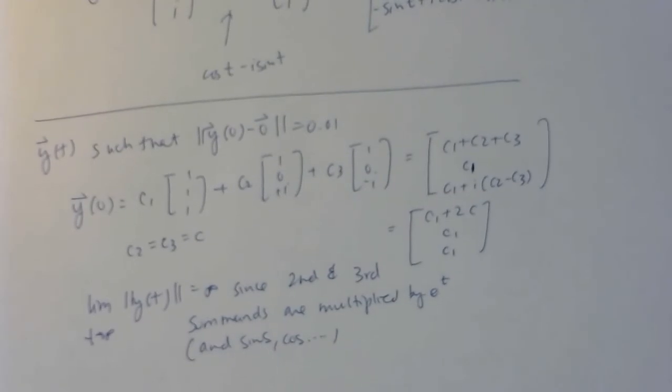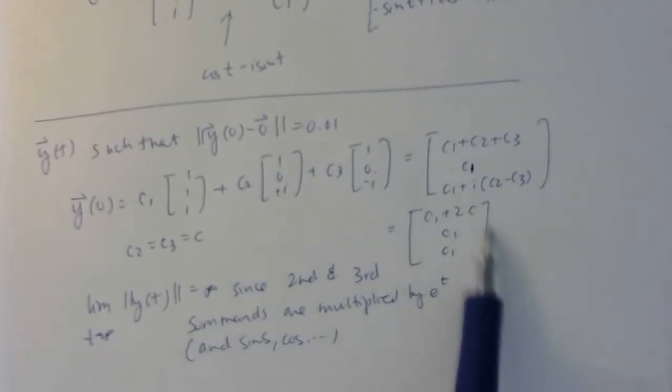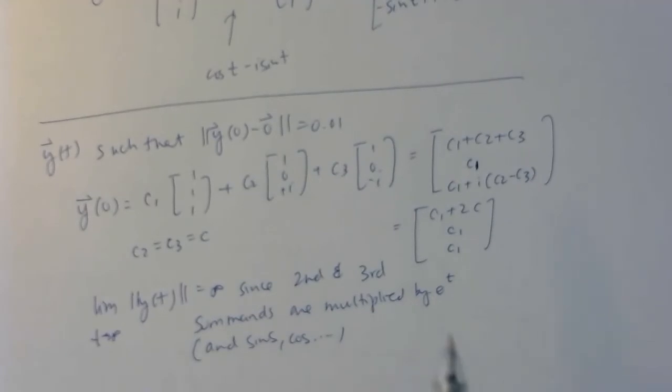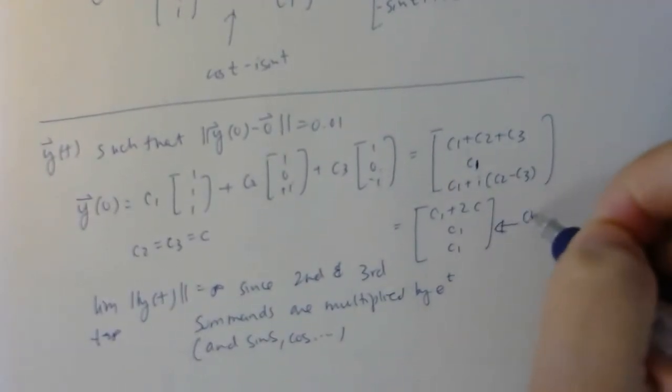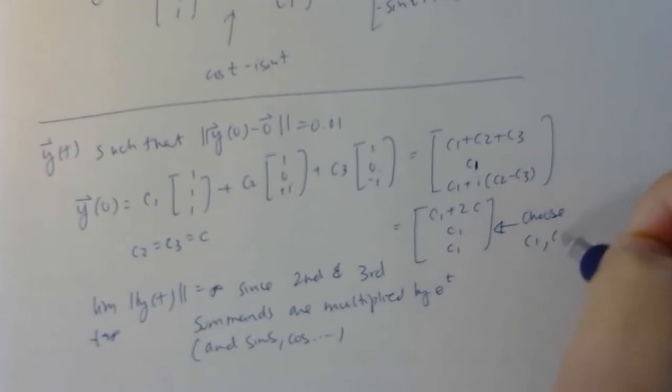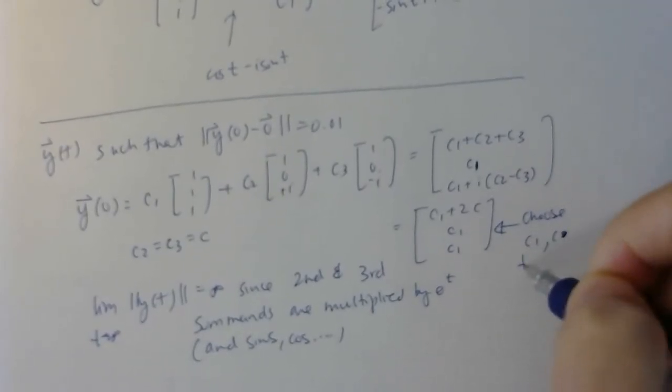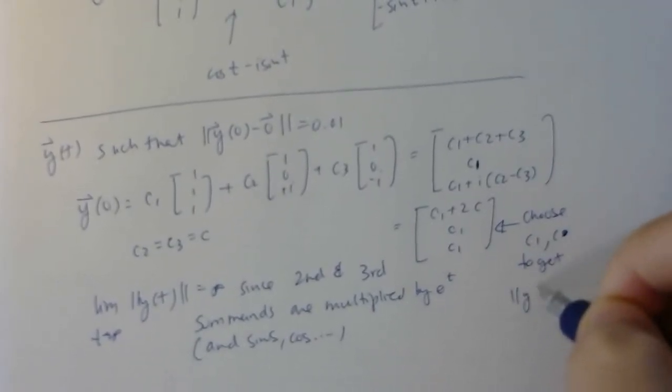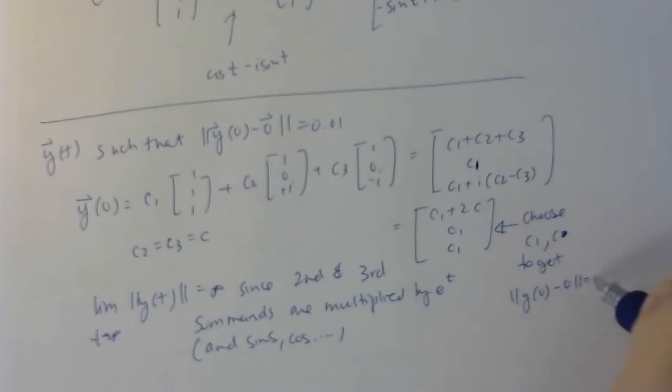Excuse me, they don't decay or grow. So the second part is fine, but I can choose a C1 and a C that make that norm as close as I want. So I'm going to stop that here. Choose C1 and C to get the norm of y naught minus 0 to equal, what, a number, 0.1. Okay.